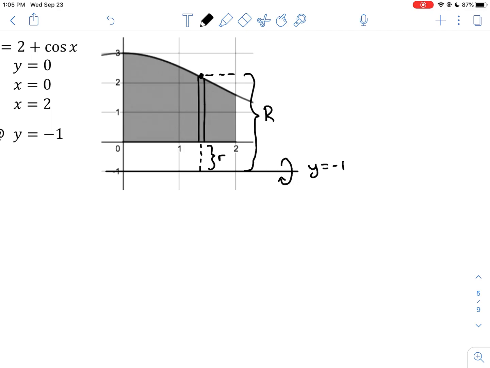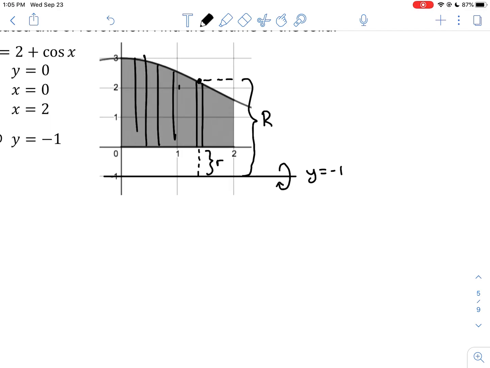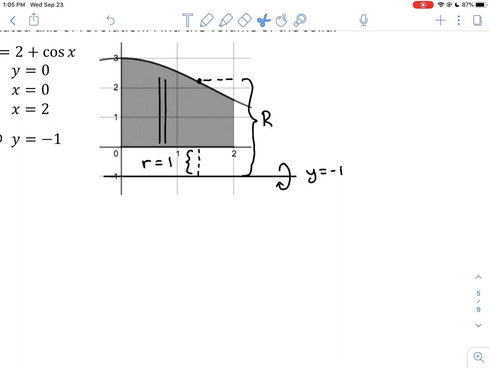Well, imagine all the possible strips, right? If you do all the different strips through this region, the bottom end of the strip is always down here. It's always at the same distance away from the axis of revolution. So that tells me that little r is a constant. It's always 1. It's not changing as I imagine this strip being in different locations, right? Little r is always 1. But big R is definitely changing depending on which strip I'm doing.